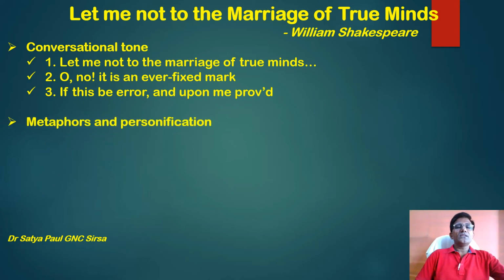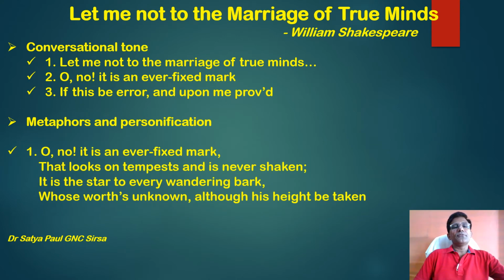So apart from this, there are metaphors and personifications and various other figures of speech used in the poem. No exhaustive list. If we talk about metaphors, the first two metaphors occur in the second quatrain. "Oh no, it is an ever-fixed mark that looks on tempests and is never shaken." Here, love has been compared to the lighthouse. It is an extended metaphor because not only one quality but many qualities have been compared.